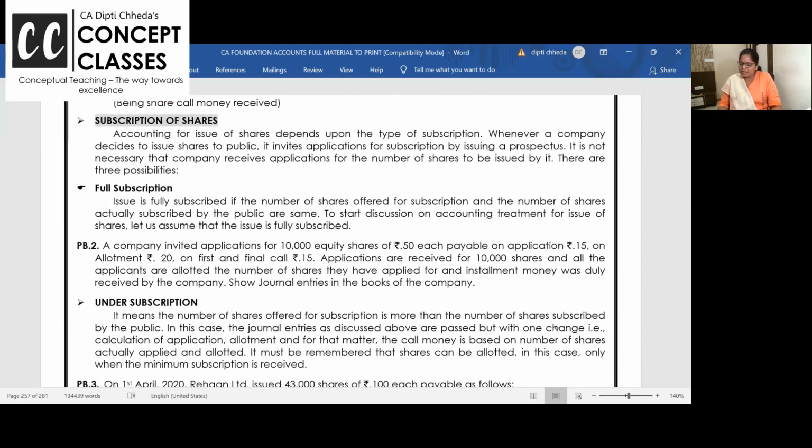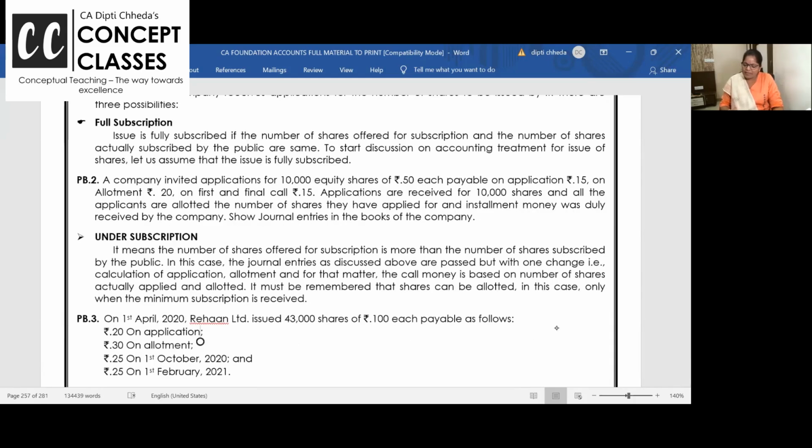Fully subscribed means the number of shares which you have decided to issue, you will get it all. A company invited applications for 10,000 equity shares of 50: 15 on application, 20 on allotment, and first and final call milake. It's not necessary, dear students, to make 2, 3, 4 calls. One call you can make. And abhi tak premium nahi hai. When premium comes, how to treat that also I will say. Applications are received for 10,000 shares and all the applications are allotted.